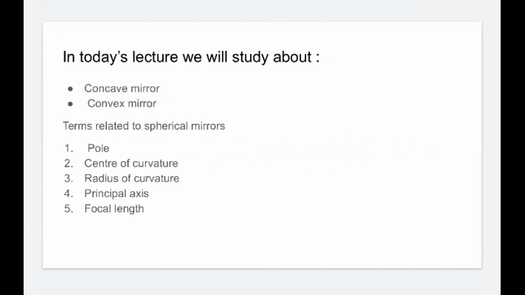In today's lecture, our focus will be mainly on concave mirror and convex mirror and a few terminologies pertaining to both these mirrors, and those terminologies are going to be pole, center of curvature, radius of curvature, principal axis, and focal length. So students, without wasting time, we will start.